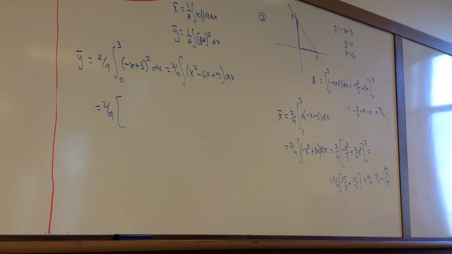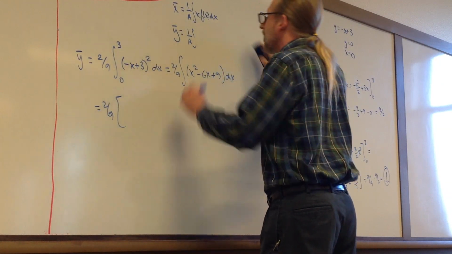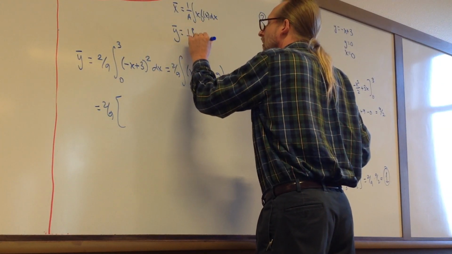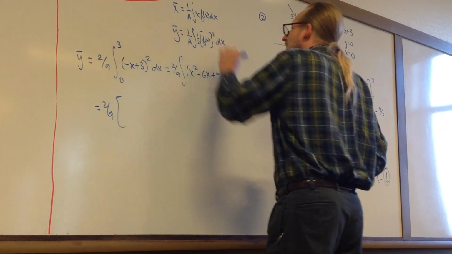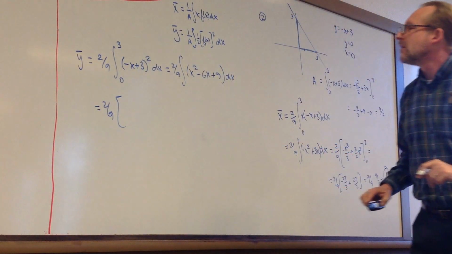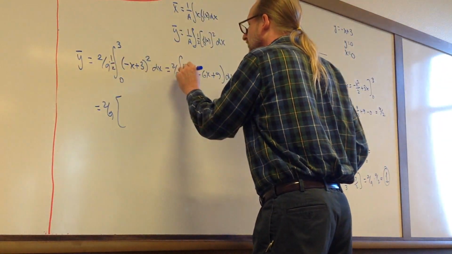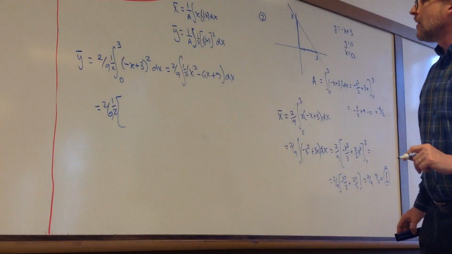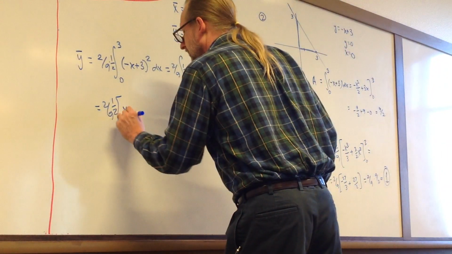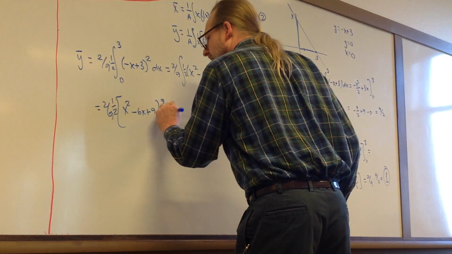Going too quickly here, right? Because our y-bar formula is 1/2 integral of f of x squared dx. And for those of you who caught that as I was doing it, good for you. All right, let's put the 1/2 in there. There we go. Okay, so then this will be x squared minus 6x plus 9 from 0 to 3.